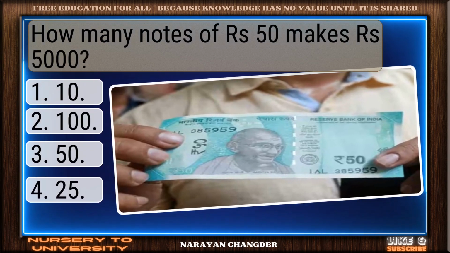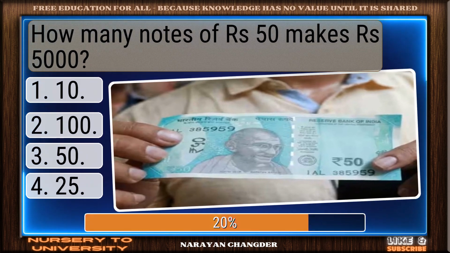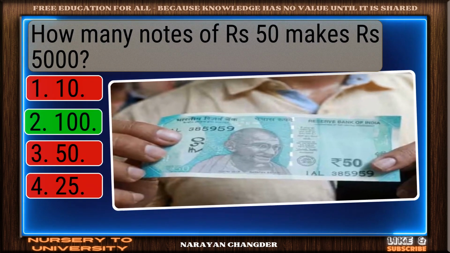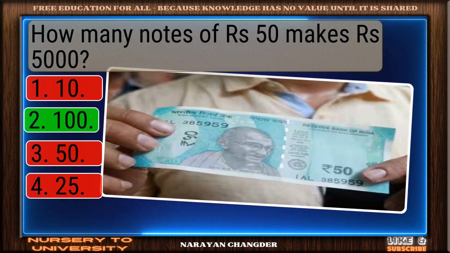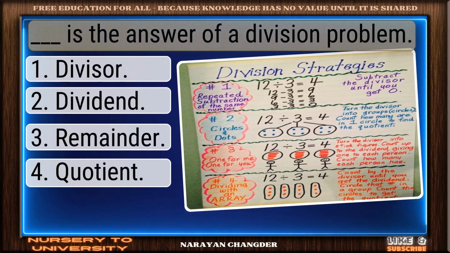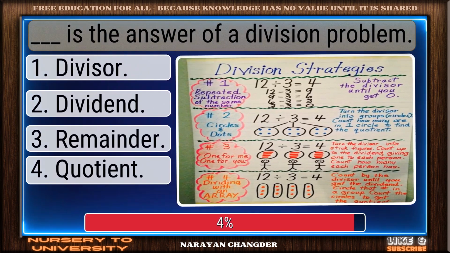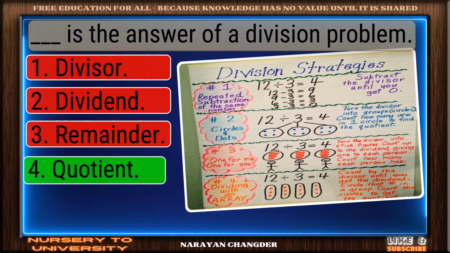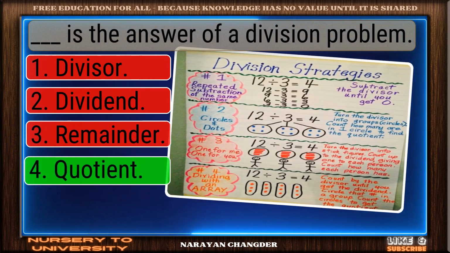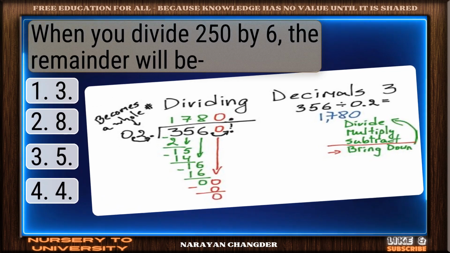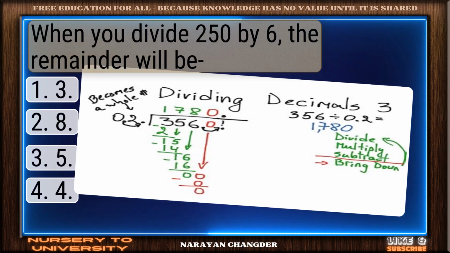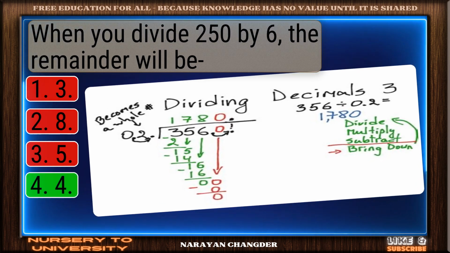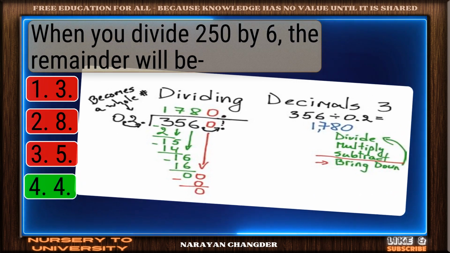How many notes of Rs 50 make Rs 5,000? Great thinking. 100 is the right choice. Dash is the answer of a division problem. You chose quotient, and it is correct. When you divide 250 by 6, the remainder will be. Good job. Your answer 4 works well here.